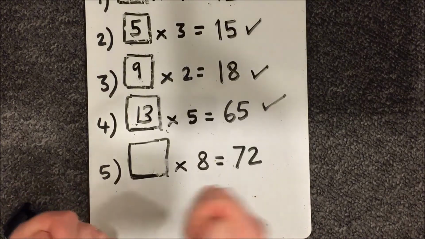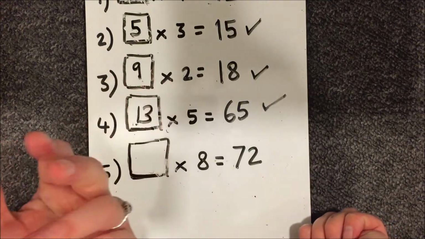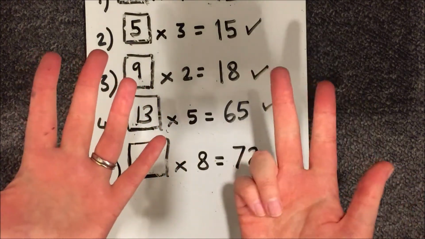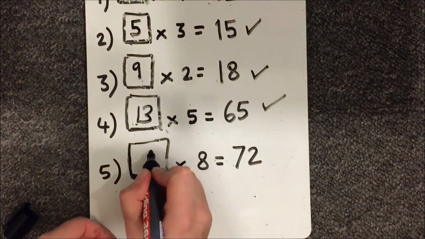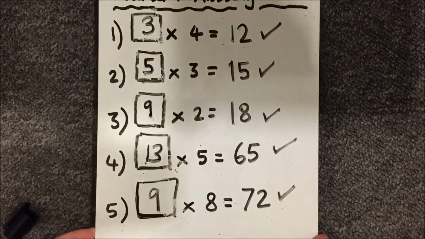Last one. Counting in 8s to 72. Off we go. 8, 16, 24, 32, 40, 48, 56, then 64, then 72. Good. Well done in your counting. 9 groups of 8 make 72. Give yourself a tick if you've got that one.